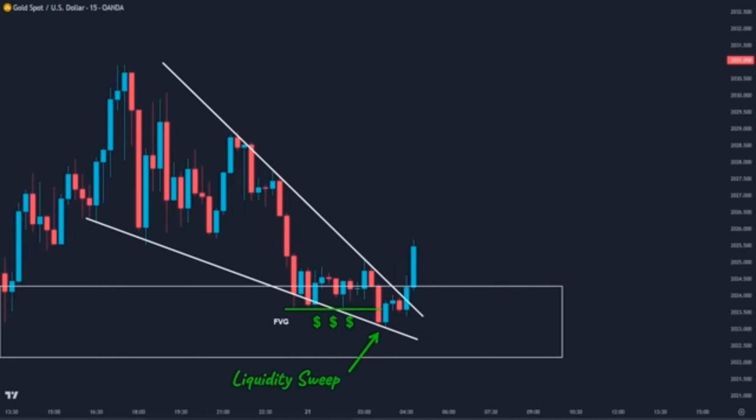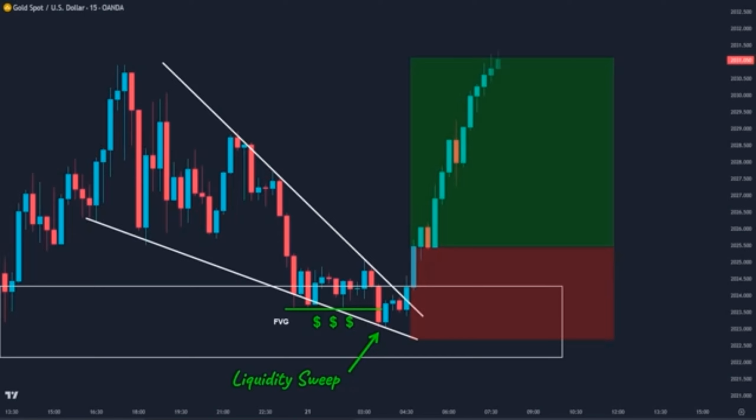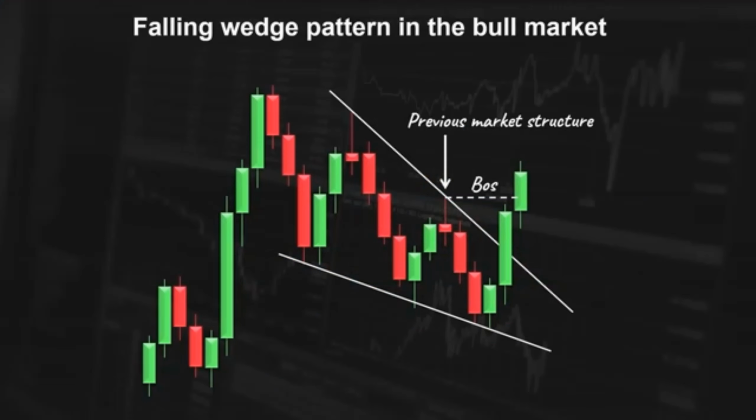Ideally, an increase in volume should accompany the breakout for stronger confirmation. A common entry point is when the price retests the broken resistance line as new support before moving higher. Stop loss. Below the recent low inside the wedge. Profit target. The height of the wedge at its widest part added to the breakout level.